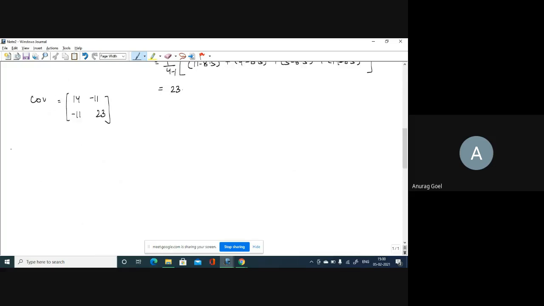Now the third step is we find the eigenvalues. What is the formula? The determinant of S minus lambda I is equal to 0. This is the covariance matrix represented by S, lambda is the eigenvalue, and I is the identity matrix. This covariance matrix is 2 by 2, so the corresponding identity matrix would also be 2 by 2.